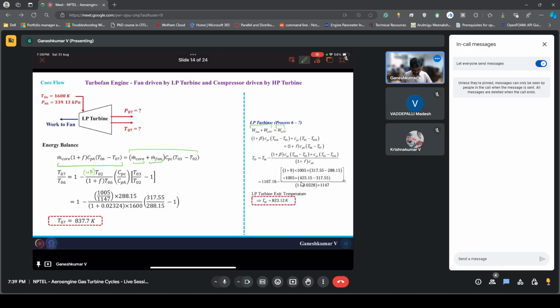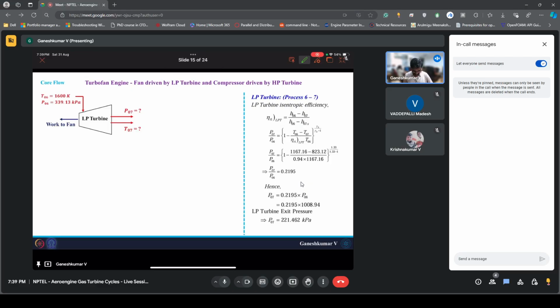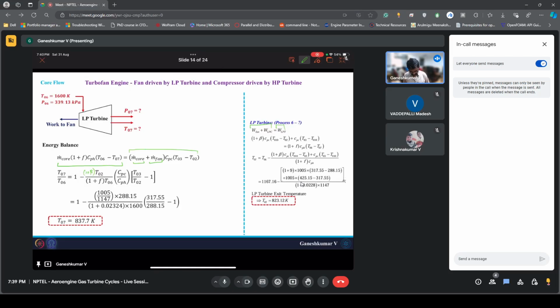You can see that the temperature at the exit of the LP turbine is a little higher than the temperature at the exit of the LP turbine which we saw in configuration one. So these are the important changes. Now let's go forward with the pressure. Let's find the pressure for the LP turbine. So once again, did I take 1 plus beta into consideration here? Let me quickly check.